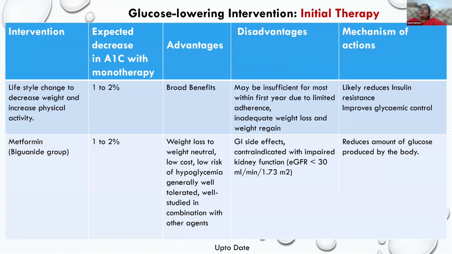Starting our initial therapy, it is obviously lifestyle change. It can help to reduce HbA1c by 1 to 2%. Biguanide, which is metformin, our first-line medication for diabetes, also helps to keep diabetes under control with an HbA1c reduction of 1 to 2%.